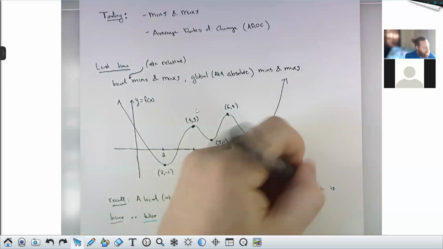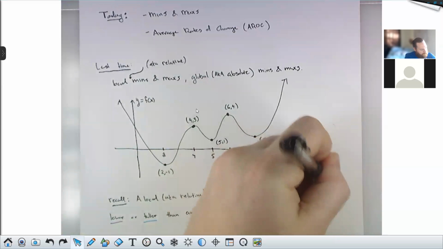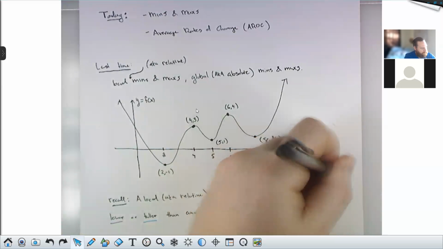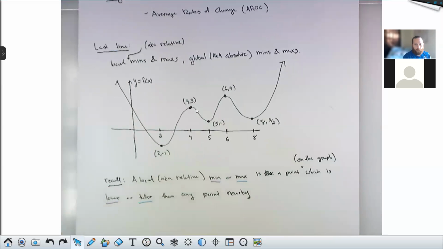And the point has to be on the graph. That should go without saying, but just to be clear, let's say it. So a local or relative min or max is a point that is lower than any point nearby. That's a local or relative min. And a local or relative max is a point that's taller than any of the points nearby.